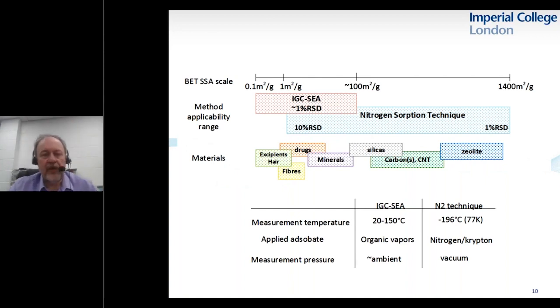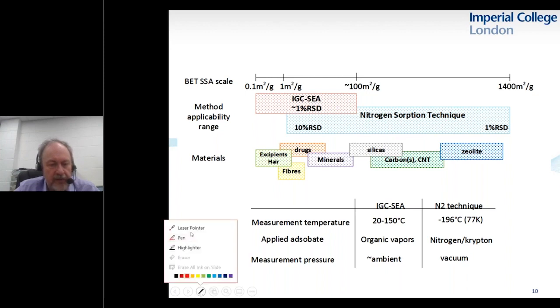So here's a very useful table that summarizes the techniques that are out there at the moment. And what you can see here, we've highlighted, let me just turn on the pen here, that's right, laser pointer.